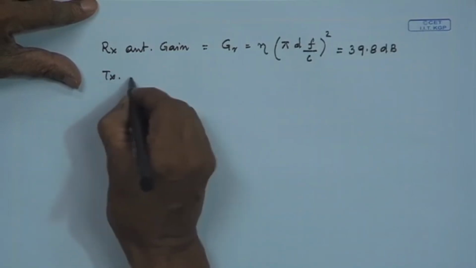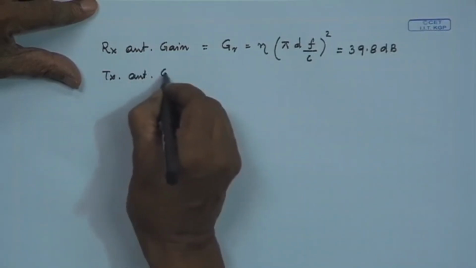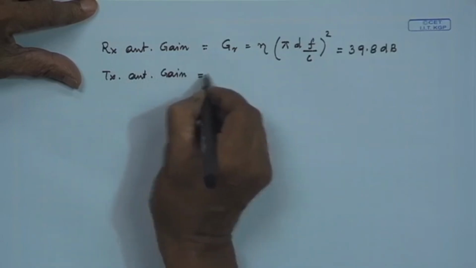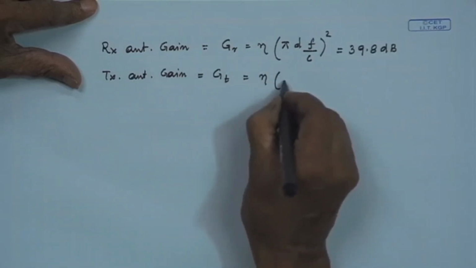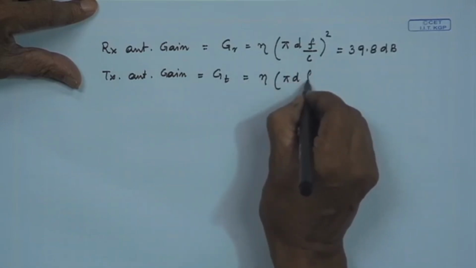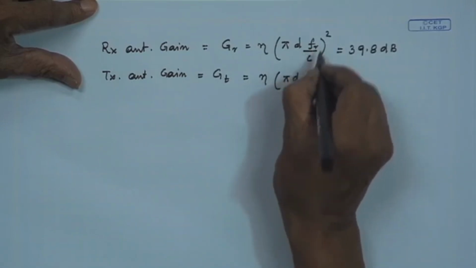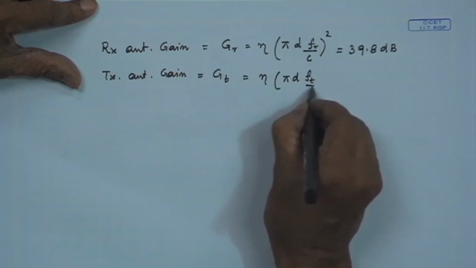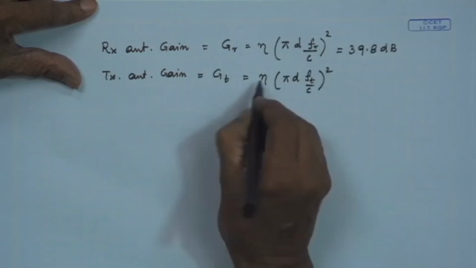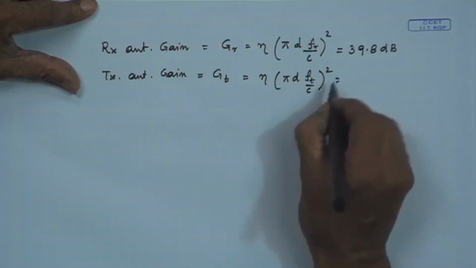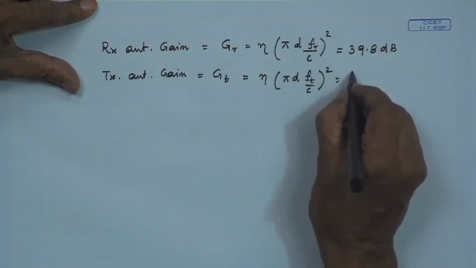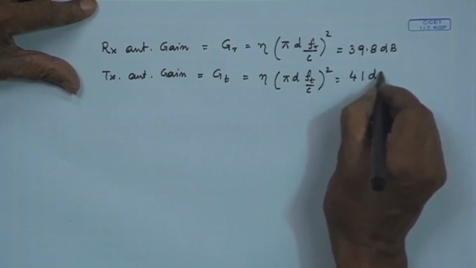Similarly, you can calculate the transmit antenna gain, which is GT. It is a similar thing, only the frequency changes. This is the receive frequency and this is the transmit frequency. Eta is the same, diameter is the same. So, only the frequency changes, and you will find a number like 41 dB.